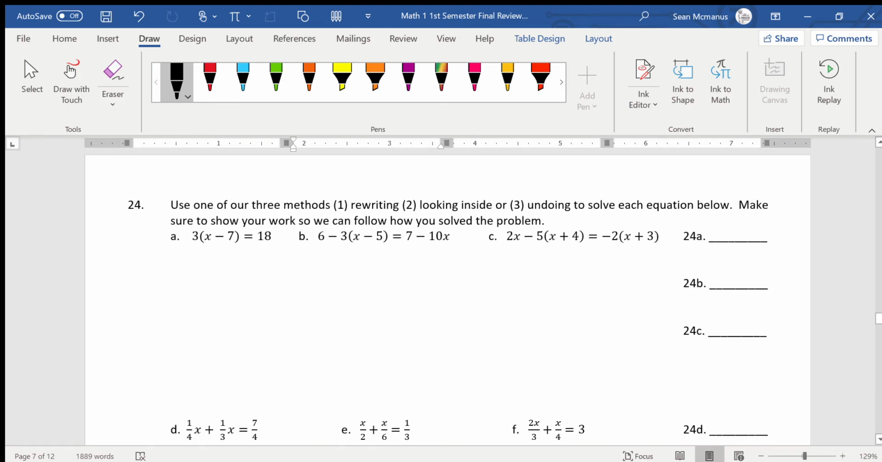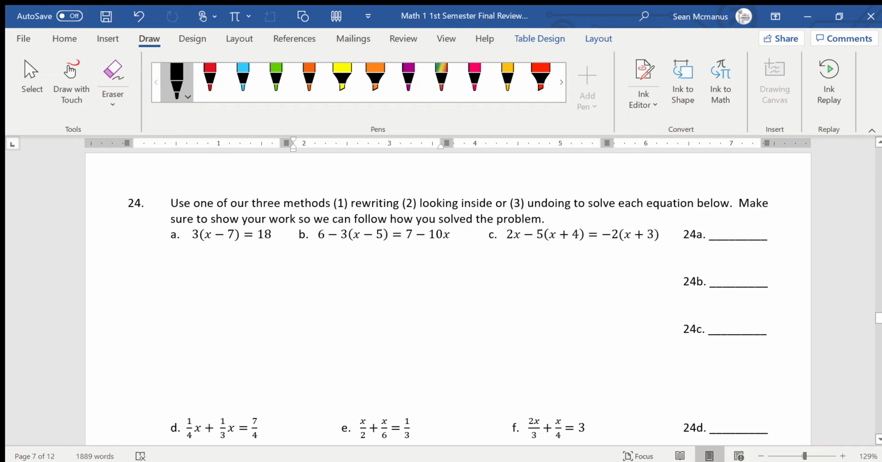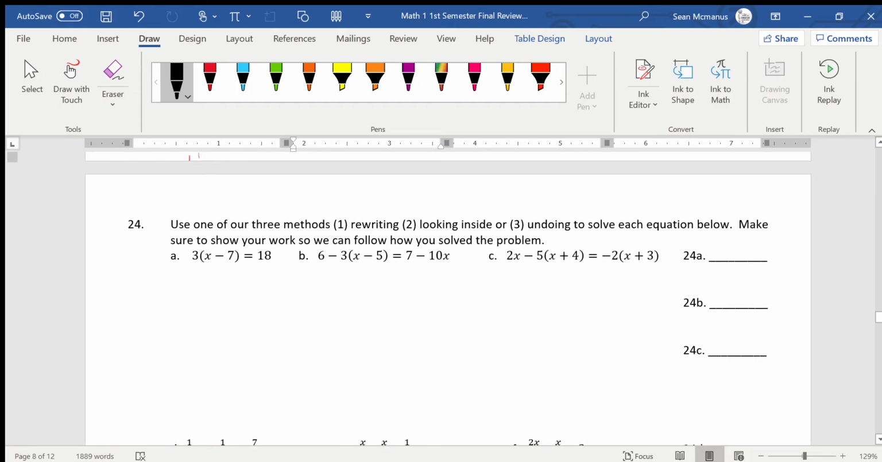We got maybe one more of these, and then we'll do a new video for the other stuff. So use one of our 3 methods, rewriting, looking inside, or undoing to solve each equation. Make sure you show your work so we can follow how you solve the problem. So again, multiple choice on the test. You're not going to have to show your work for credit on the test. You do for the study guide, and you have to know how to do it to get the right answer.